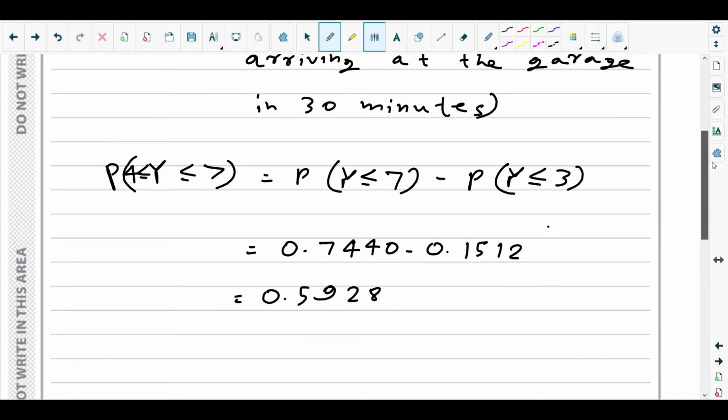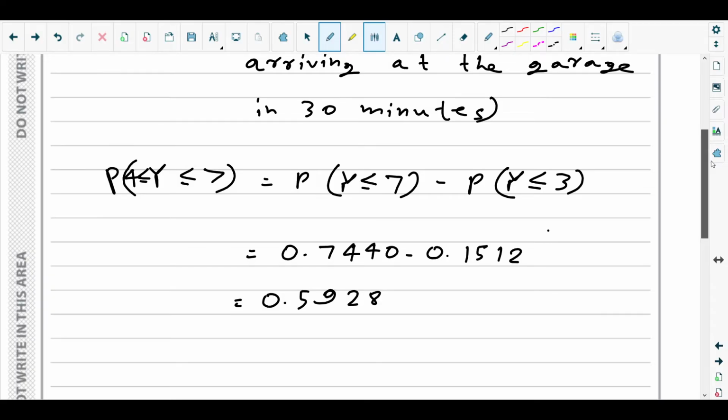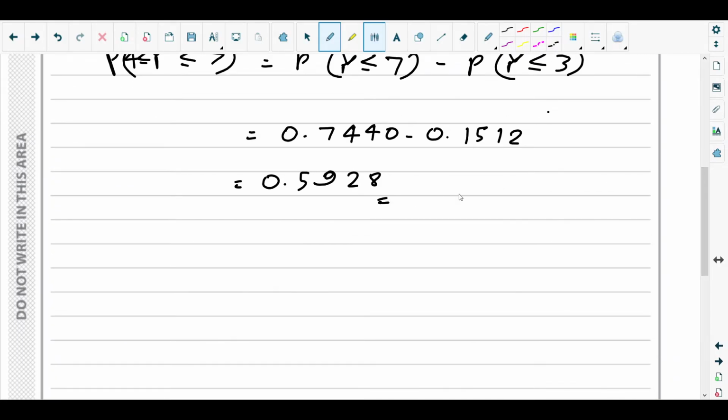So the probability of the number of customers arriving at the garage in the 30 minute period being between 4 and 7 is 0.5928. Now, out of 20 samples, we need the probability of 15 samples having between 4 and 7 customers arriving at the garage in a 30 minute time period.